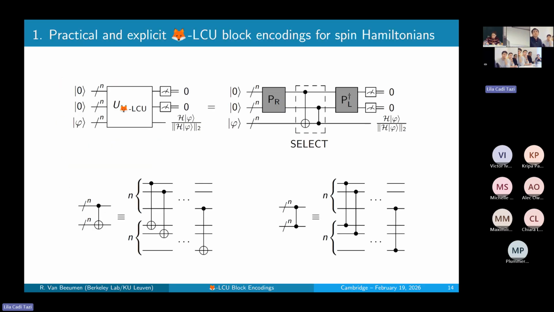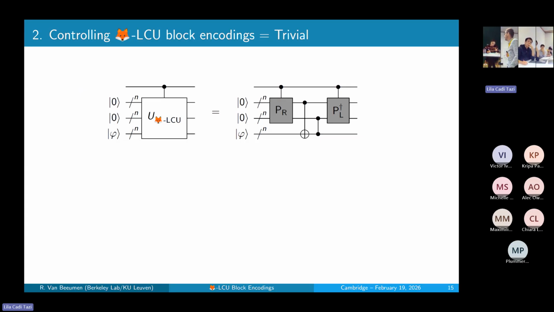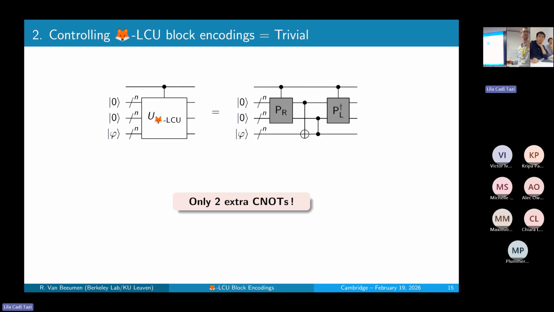The first thing is that we have practical and explicit FOQCS LCU block encodings for spin Hamiltonians, where we have these select oracles, just a parallel layer of CNOTs and a parallel layer of CZs, and then PR and PL we will be able to efficiently implement through Dicke-state preparation. The second contribution is that we can control these FOQCS LCU block encodings trivially. Of course, we still have a control on the full PR, but we will show that for these particular spin models, where we use Dicke-state preparation, we can control these PR and PL with just one extra CNOT. So controlling a FOQCS LCU is 2 extra CNOTs, trivially.